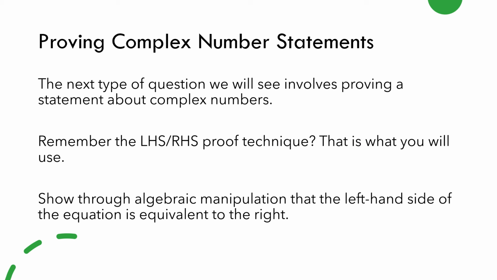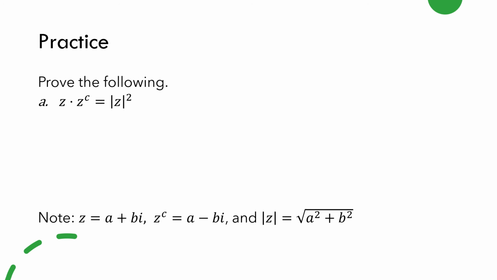The next type of question we will see involves proving statements about complex numbers. Remember the left-hand side, right-hand side proof technique, that's the one we're going to use. Just show through algebraic manipulation that the left-hand side of the equation is equivalent to the right, and you'll have proof of what you're trying to show. For example, prove that z times z conjugate equals the modulus of z squared. To prove this, we just have to remember a couple things.